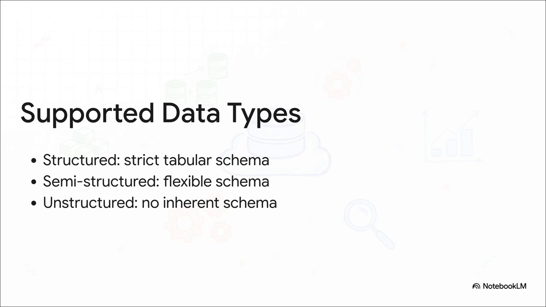Starting off with the database storage layer. The defining word here, flexibility. Snowflake natively handles structured data, your strict tabular rows and columns, but it also handles semi-structured data with flexible schemas, think JSON or XML files, and perhaps most impressively, unstructured data with no inherent schema at all, like documents, images, and audio. Snowflake just handles all of these right out of the box.